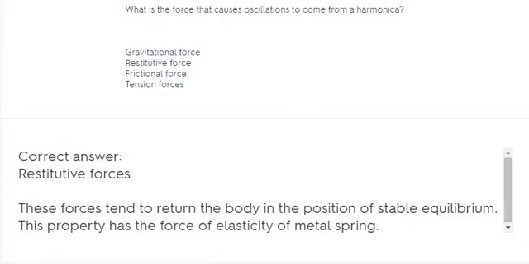What is the force that causes oscillations to come from a harmonica? Gravitational force, restitutive force, frictional force, tension forces. Correct answer: restitutive forces. These forces tend to return the body to the position of stable equilibrium. This property has the force of elasticity of a metal spring.